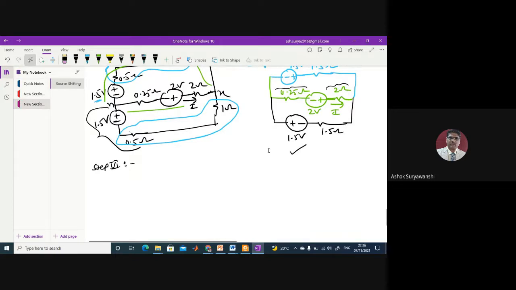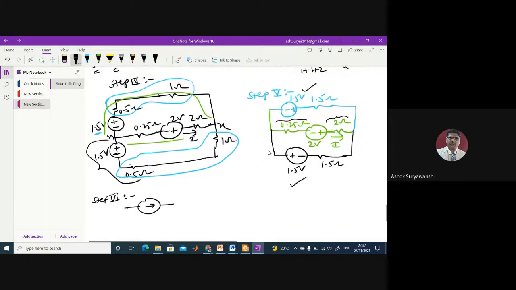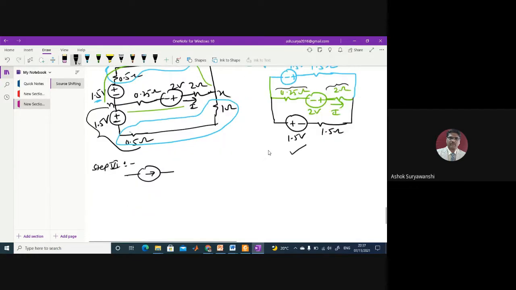So when you transform this upper voltage source into an equivalent current source, the direction of the current source will be like this, because your voltage source is minus plus. So current flows from higher potential to lower potential, and I is equal to V by R. V is 1.5 and R is 1.5, so current becomes 1 ampere. And this 1.5 ohm resistor will come across the current source as per the source transformation.